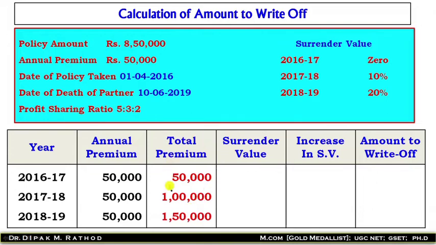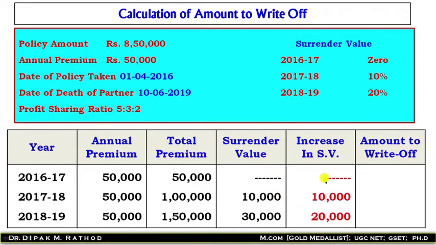હવે total premium ના બેઝ પર આપણી પાસે કંઈક surrender value છે, percentage આપેલા છે. So surrender value for 2016-17 is 0, 50,000 ના 0 એટલે 0. 17-18 10% of 1 lakh, that is 10,000. 18-19 20%, so 1,50,000 20%, that comes to 30,000. Now the surrender value year by year increase કેટલું થાય છે? So first year increase 0. 0 માંથી 10,000 થયા, 10,000 increase. 10,000 માંથી 30,000, so increase 20,000. Clear?